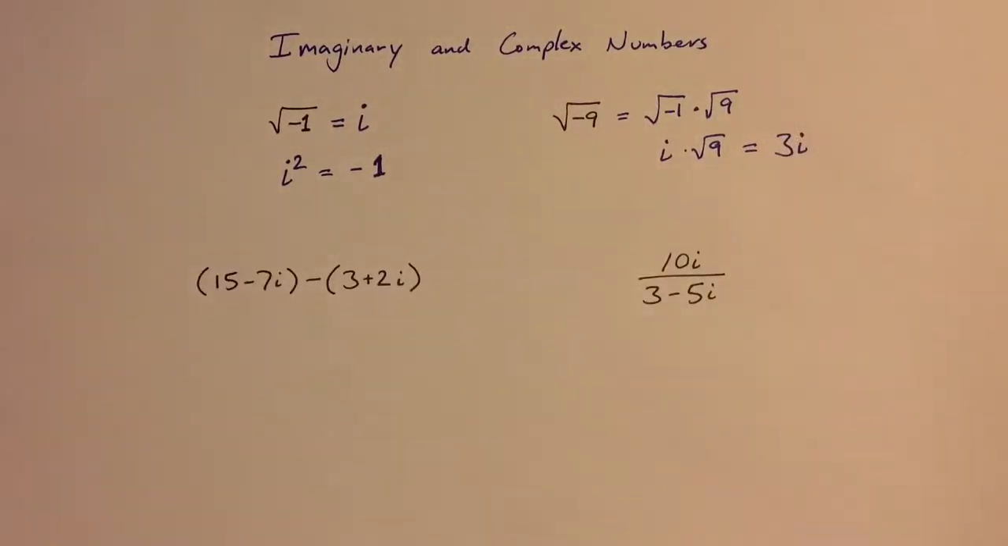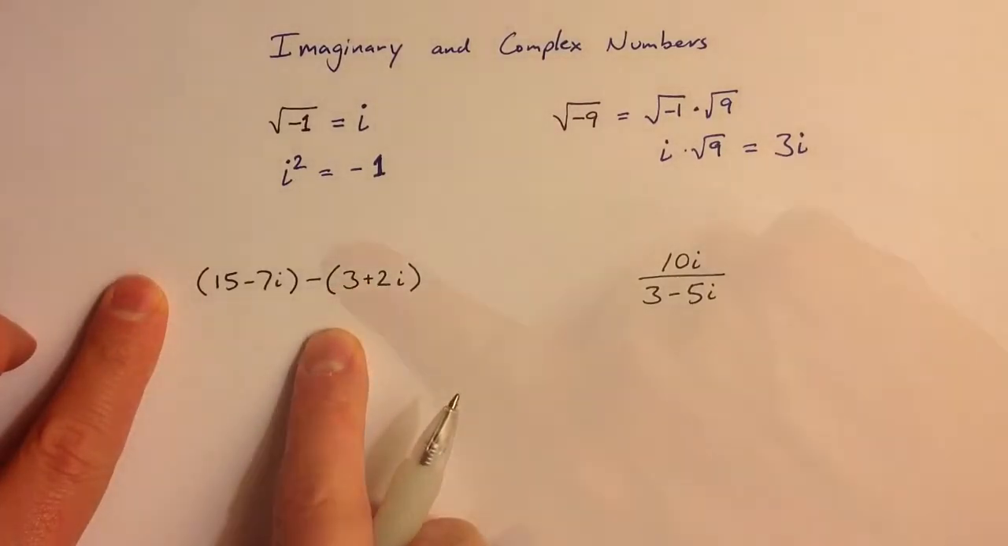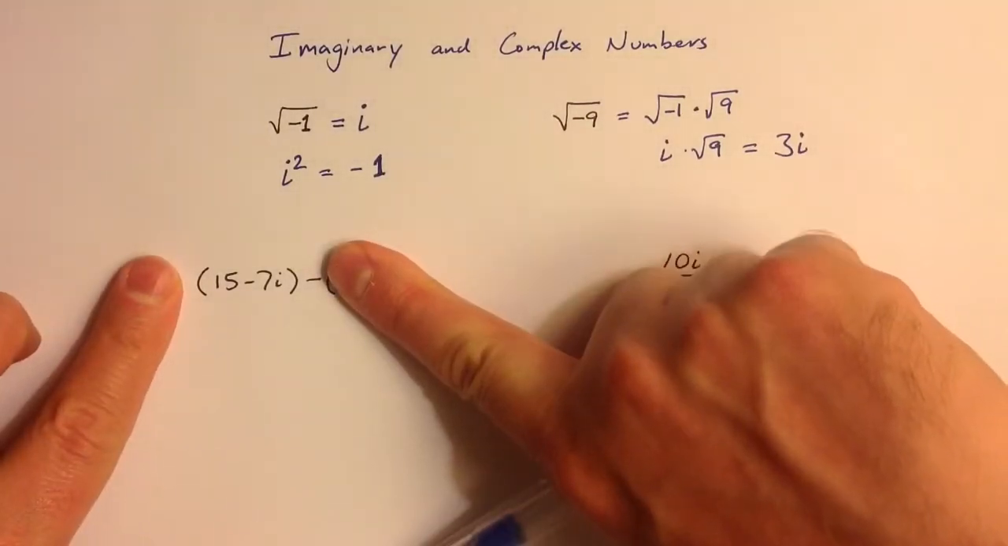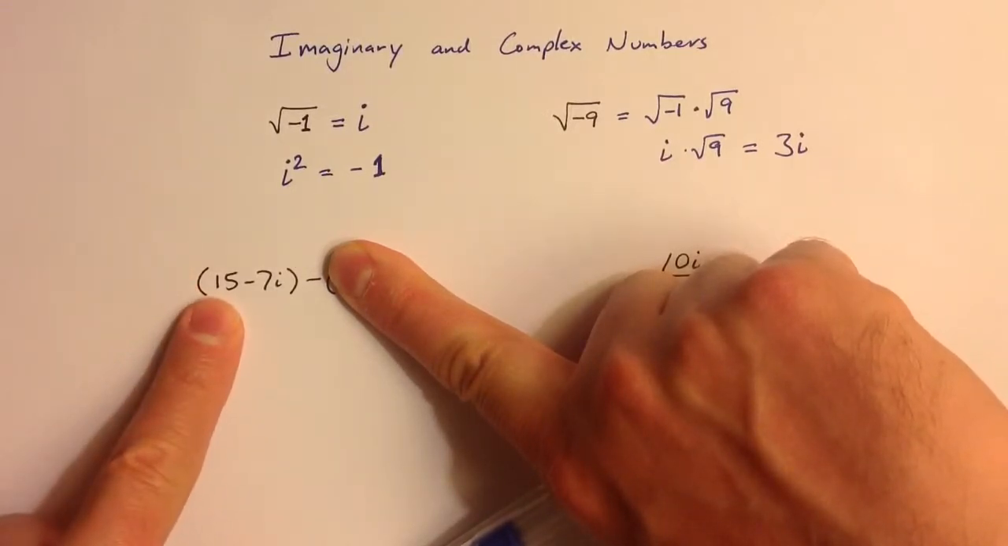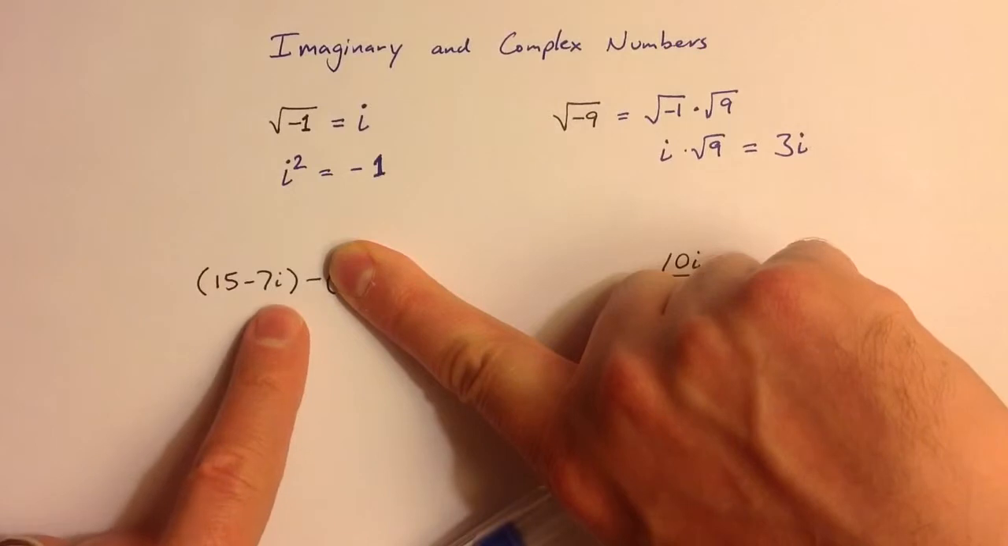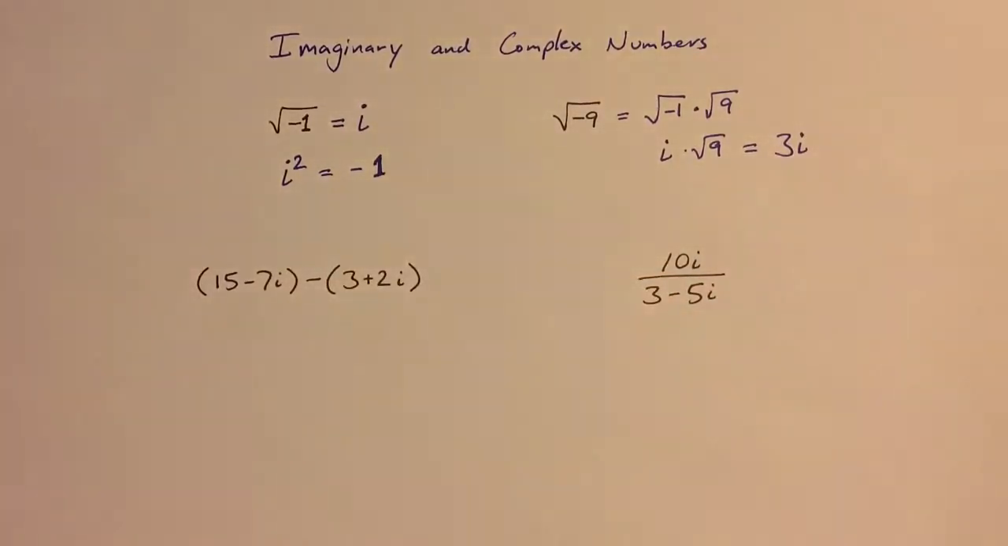A complex number combines imaginary numbers with real numbers. 15 minus 7i would be an example of a complex number. 15 represents the real part of the number, and minus 7i represents the imaginary part.